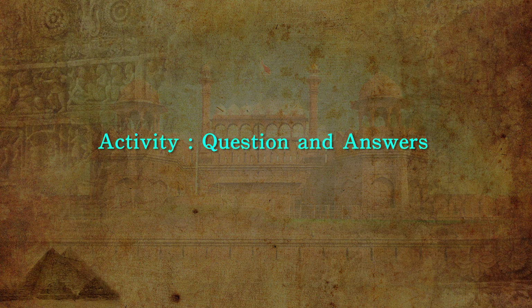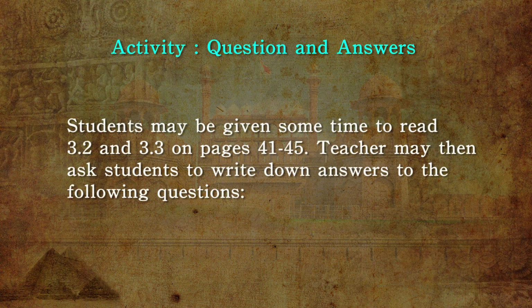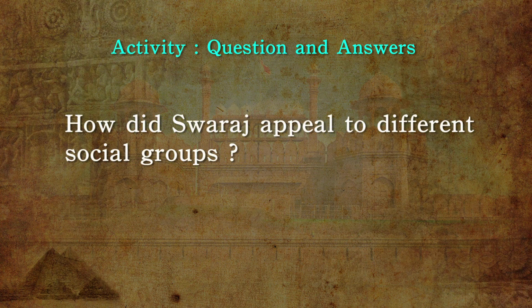Let us look at another activity, question and answer session. Students may be given some time to read 3.2 and 3.3 on pages 41 to 45. Teachers may then ask students to write down answers to the following questions. Why did some of the rich peasant communities become enthusiastic supporters of the civil disobedience movement? How did Swaraj appeal to different social groups?